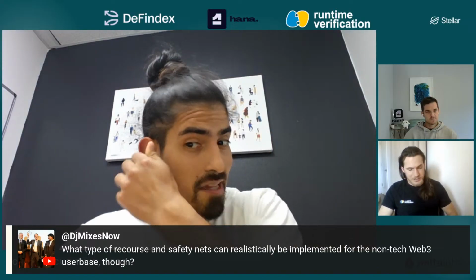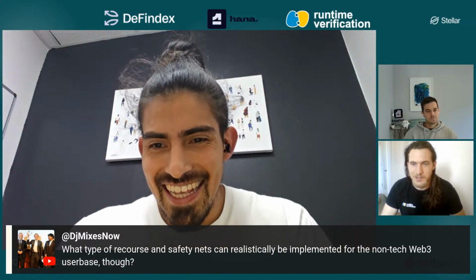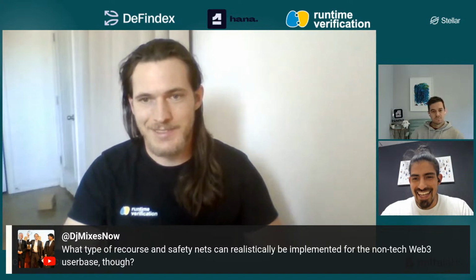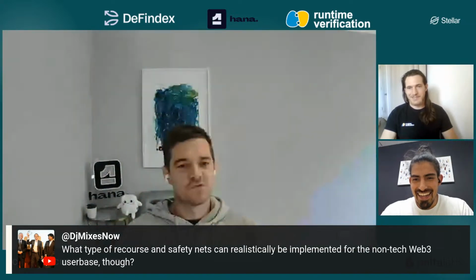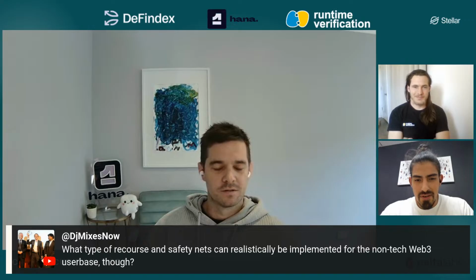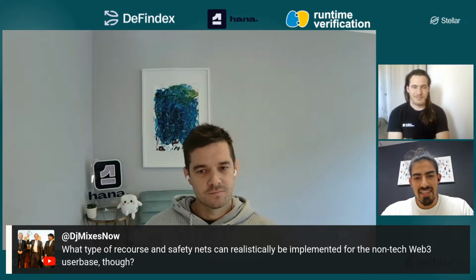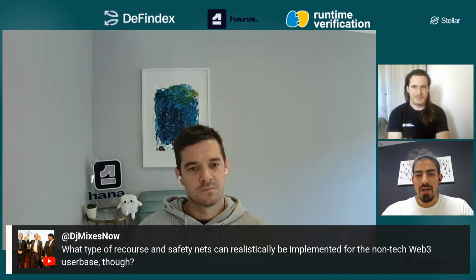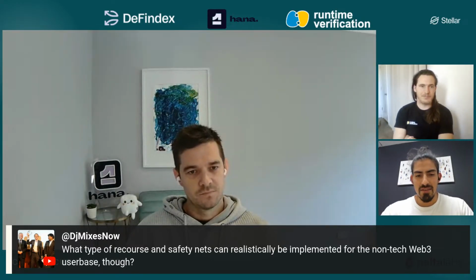I don't know that much. I guess insurance, but I think Hana Wall is better poised to answer this one. Sorry, you cut out. Can you read the question again? What type of records or safety nets can realistically be implemented for the non-tech Web3 user base?